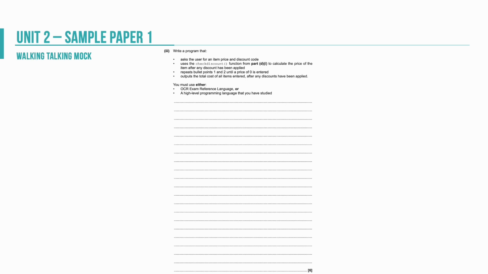We're then on to the final question of this exam. This will normally be a big sort of page-long question. As we said before, it will be an essay for Unit 1 or a reference language question for Unit 2. And it's asking us to write a program that asks the user for an item price and a discount code, uses the function that we were given on the previous page to calculate the price, repeats bullet points 1 and 2 until a price of 0 is entered. So we're thinking some kind of loop there, probably a while loop, and outputs the total cost once we are done.